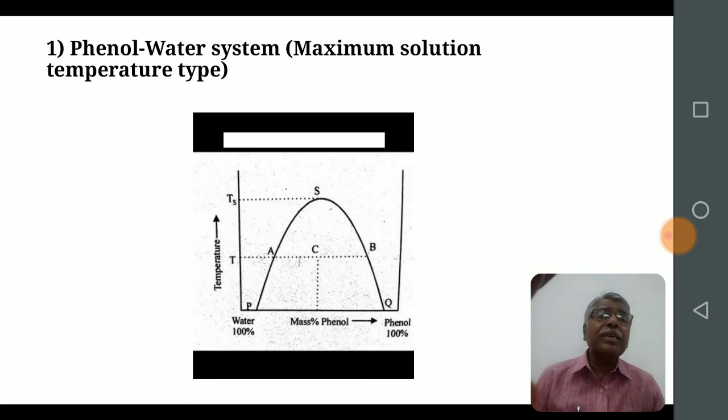Now, if we increase the temperature, then the mutual solubility of both the liquids increases, and it goes on increasing till the point CST is obtained. At CST, both liquids become completely miscible in all proportions. In this case, the value of CST is 339.5 Kelvin as shown by the point S.